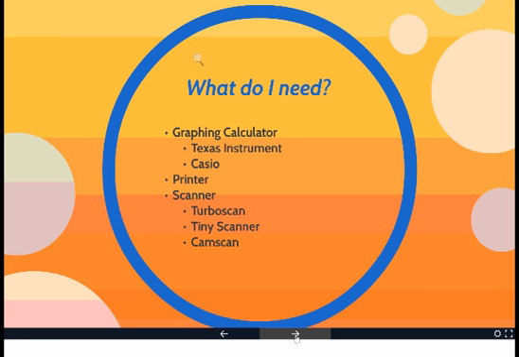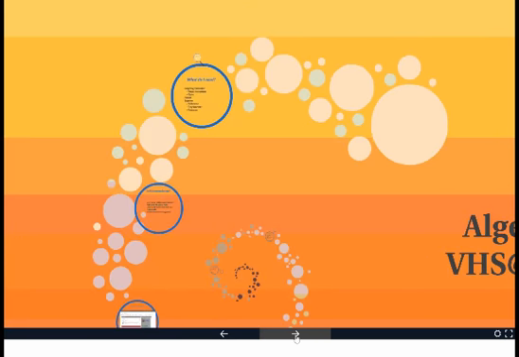You're going to need a printer to print out those tests at the end of each module. And a scanner, though it doesn't actually have to be a physical scanner. You can take pictures with your cell phone. There are also apps that can be used to scan documents that you can then upload into the course.